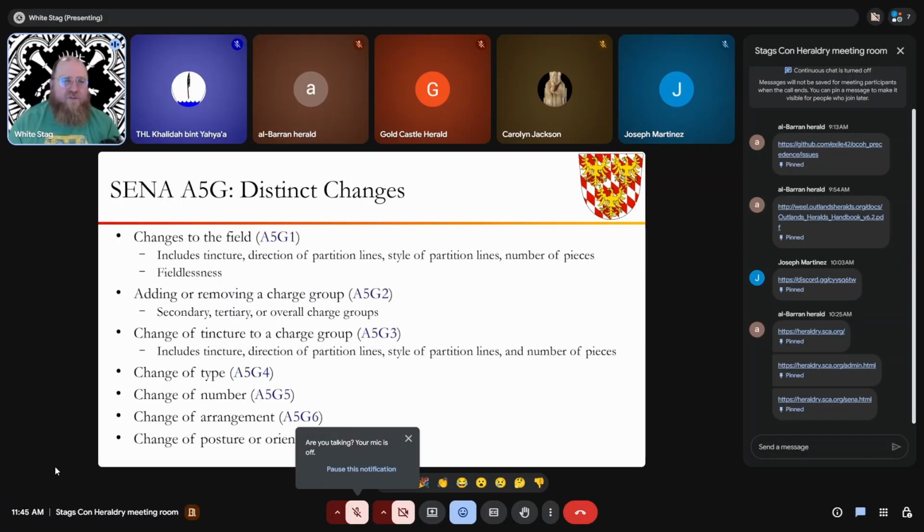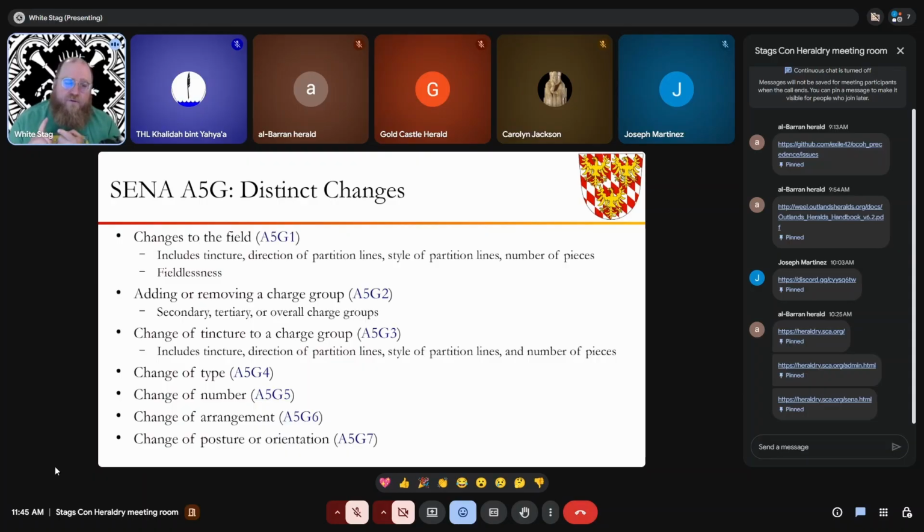All right, A5G is distinct changes. So if we have gone through A5E and F and said, okay, there's no SCs in this armory, now we need to count distinct changes. You can get DCs for changes of the field, adding or removing secondary charge groups, or adding or removing charge groups, so secondary, tertiary, or overall charge groups. Adding or removing a primary charge group is an SC, so that's covered on the previous slide.